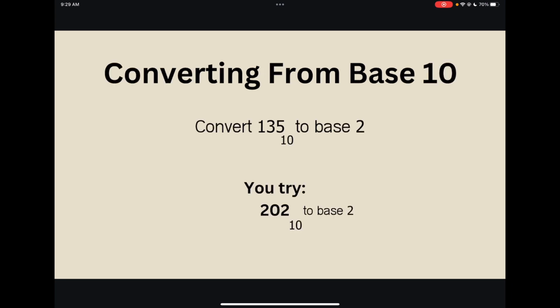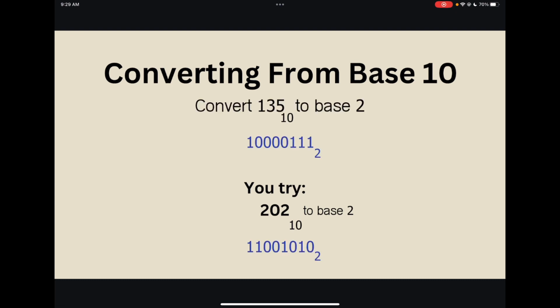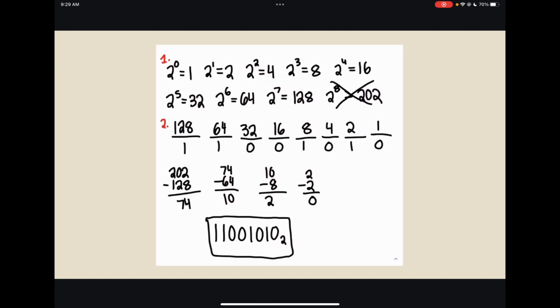Then we went on to converting the other way. We started with a number in base 10 and then converted it to a different base. For example, we did it to base 2 to just keep it easy to start. And then we also gave them another example to try on their own. And then this was the answers, and this just showed the work.